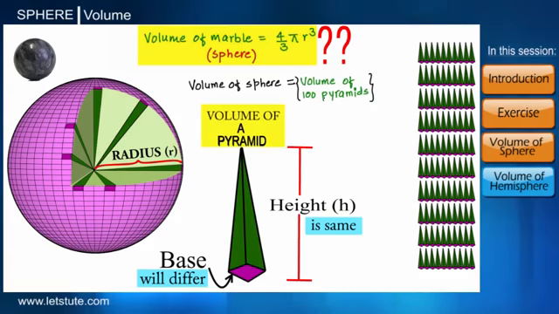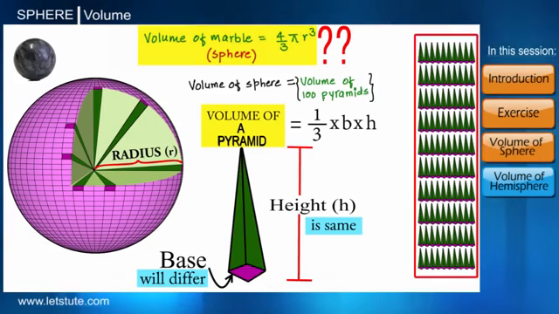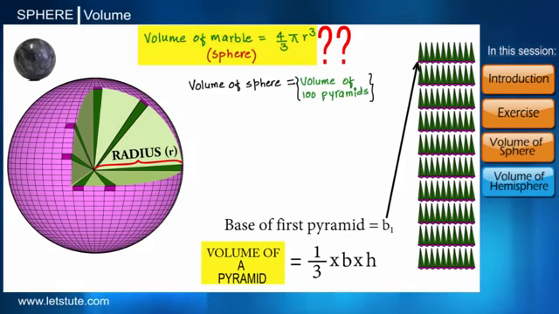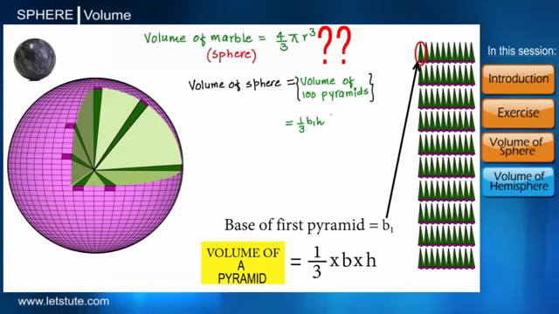We know that the volume of a pyramid is calculated as 1/3 into base into height. And we have 100 such pyramids with different bases. So let's consider the first pyramid has base B1. So it can be written as 1/3 into B1 into H, where H is the height of the pyramid. Now this height can be replaced by the radius of the sphere, since the height of the pyramid and the radius of the sphere are equal and are constant.